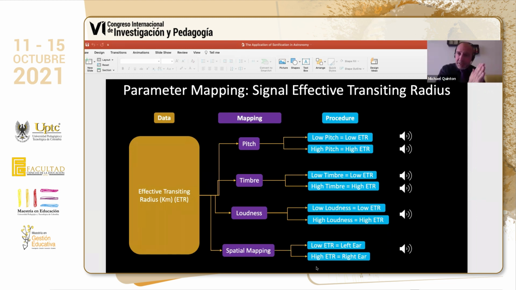So it would help to distinguish between the different radii, the effective transiting radii, and the differences in the lengths of the peaks. The very high peaks, you're going to hear them on the right-hand side. The peaks that are not so high will be happening somewhere around this region of your head, and the even smaller peaks somewhere around this region. So that way the astronomer could even tell the differences between the peaks. It wasn't just a matter of having peaks being heard above the noise. He wanted to hear the differences between them.